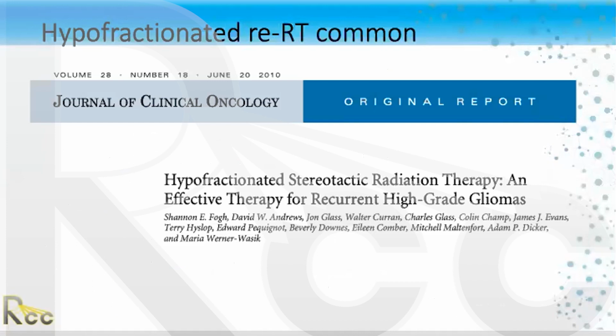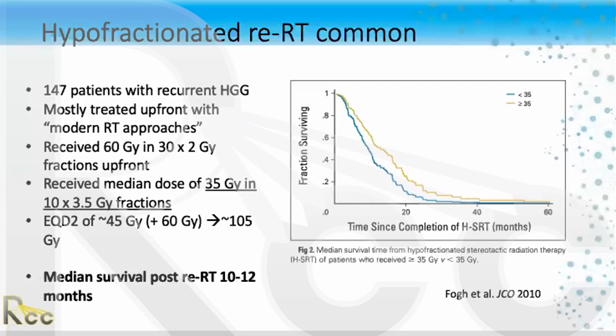Here, my colleague, Dr. Shannon Fogg et al., had published what I think is a seminal paper in the US from patients previously treated on trials, looking at hypofractionated regimens on the order of about 35 gray delivered as 10 fractions of 3.5 gray. And that has an EQD2, not a BED, of about 45 gray. So they're receiving a sum total from all the radiation courses of about 105 gray. And this showed, again single arm but retrospectively, median survival of about 10 to 12 months post-radiation.